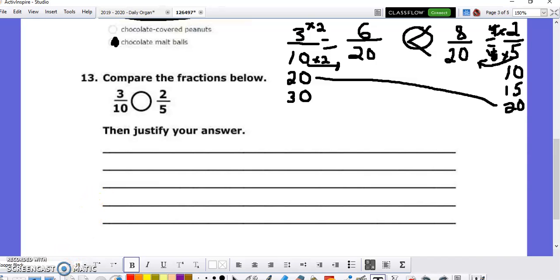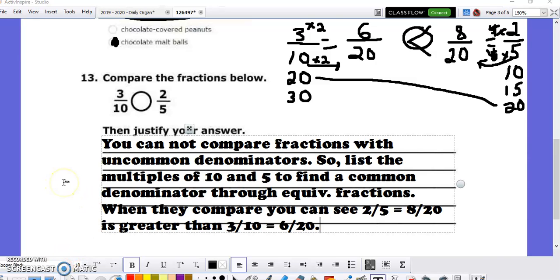To justify it, here's what you would say. You cannot compare fractions with uncommon denominators, so list the multiples of 10 and 5, which we did, finding a common denominator of 20, creating equivalent fractions, and therefore you can compare the common denominators, which means 2/5, which is equal to 8/20, is greater than 3/10, which is equal to 6/20.